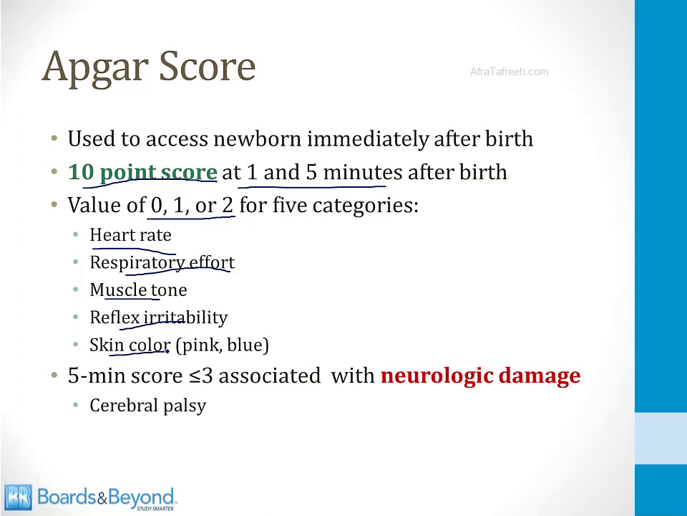And if the 1-minute score is low, the baby is then reassessed at the 5-minute point looking for improvement. If the 5-minute score remains less than or equal to 3, this is associated with permanent neurologic damage, as is seen in cerebral palsy. This usually indicates some sort of major central nervous system dysfunction.